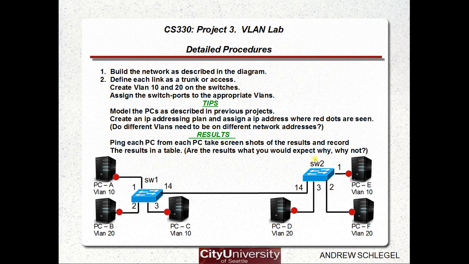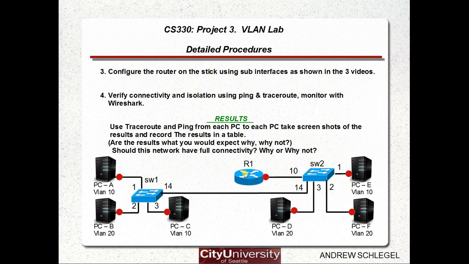Okay, so the results: after you build this, and you have the VLANs configured on the switches, the switch ports assigned to trunk or access, whatever they're supposed to be, and the IP addresses, then at that point you want to ping each PC from each PC, take screenshots of the results, and record the results in a table. So you would say yes or no, machine A could reach machine B. Yes or no, machine A could reach machine C, etc. And then attach the results of the ping, and tabulate it all in a table. And then after that, describe what the results were and if they are what you expected them to be or not.